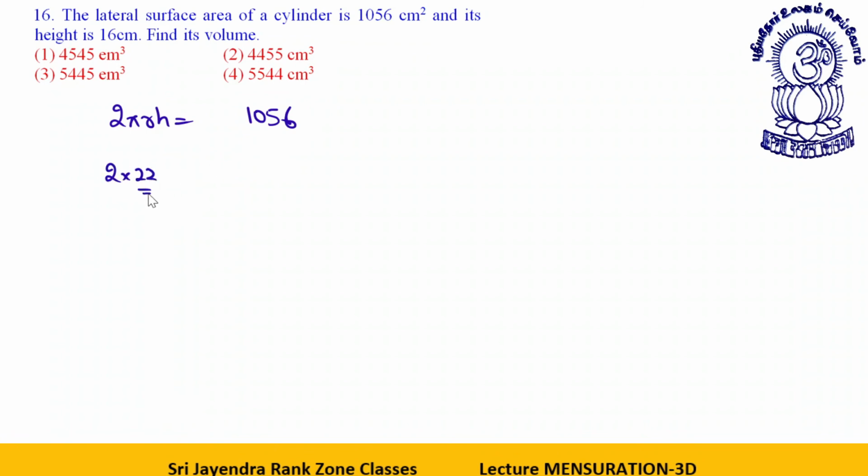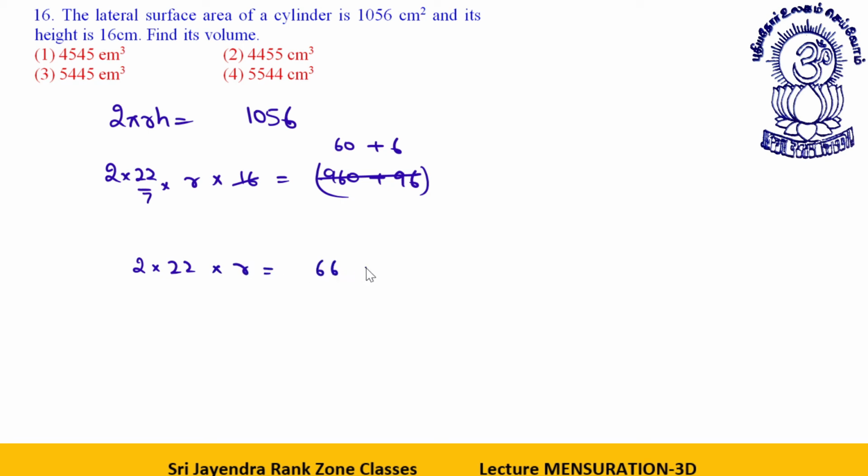2 into 22 by 7 into r. You need to find what is the height. Its height is 16, and this is equal to 1056. 1056 I can read as 960 plus 96. Now things become easy. How come? 16 you cancel with 960 plus 96. This gives me 60 plus 6. So what I can say is 2 into 22 into r is equal to 66 into 7. This is 3. So r is equal to 21 by 2.